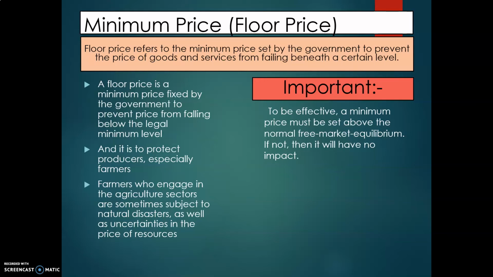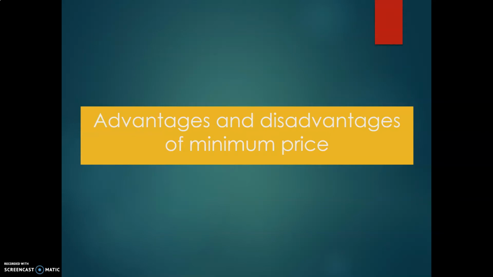This is important to make it effective. A minimum price must be set above the normal free market equilibrium. If not, then it will have no impact. Now, these are the advantages and disadvantages of minimum price.